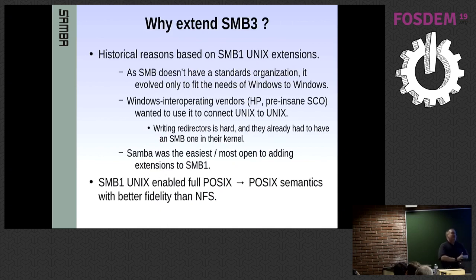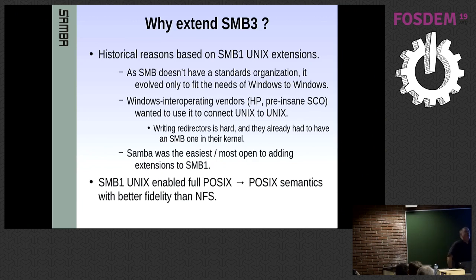So why extend SMB3? Why add Unix extensions to it? Well, SMB3 is a Windows-to-Windows protocol, so it doesn't have much accommodation for specific things that Unix machines need. Originally, back in the SMB1 days, various vendors wanted to add features to SMB. Now, SMB doesn't have a standards organization. It only has Microsoft, and what Microsoft does pretty much becomes the standard. So it's evolved only to fit the needs of Windows to Windows.